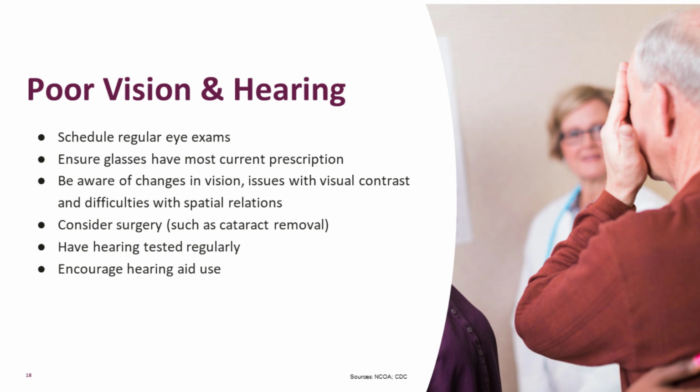We've also talked about vision and hearing. If somebody has poor vision or a hearing impairment, it can impact their risk of falls. So making sure that a person keeps up with their regularly scheduled eye exams and that their prescriptions are up to date is super important. Being tuned into any changes in the person's vision can, of course, help with the risk of falls. If somebody has cataracts or glaucoma, that can impact their field of vision and so could increase their risk of falls. So a person might want to look into having a surgery like a cataract removal, if it's appropriate.